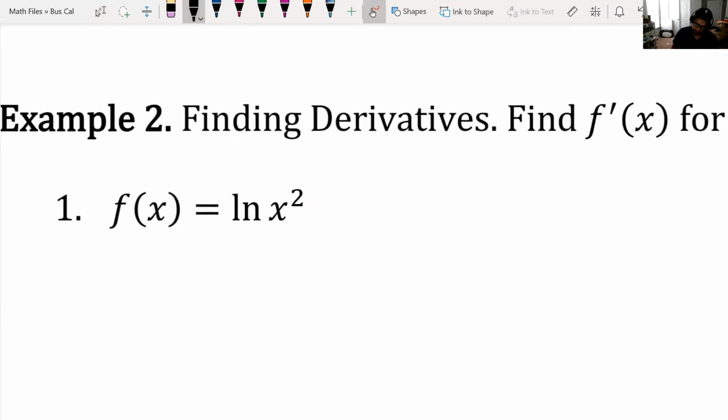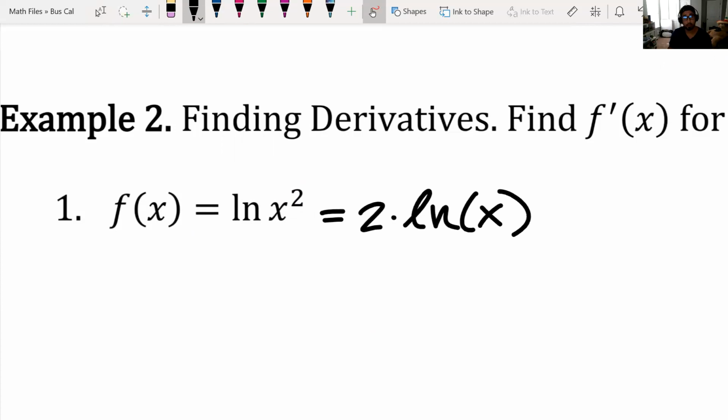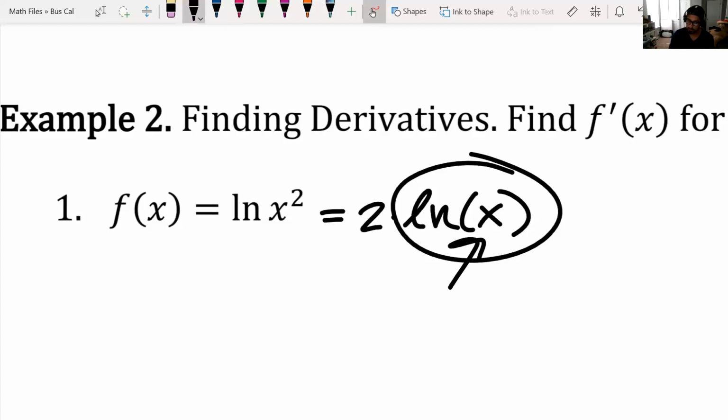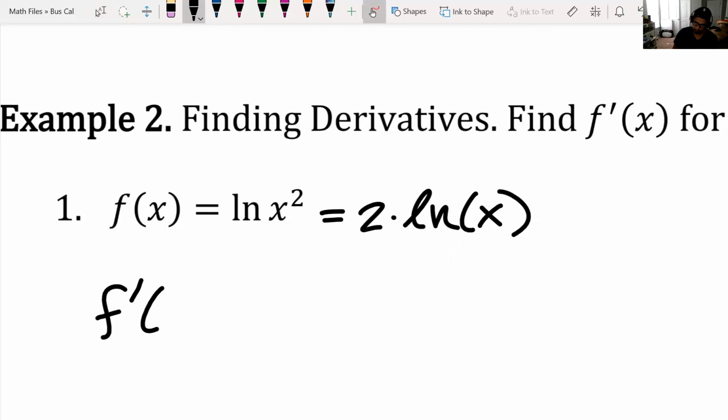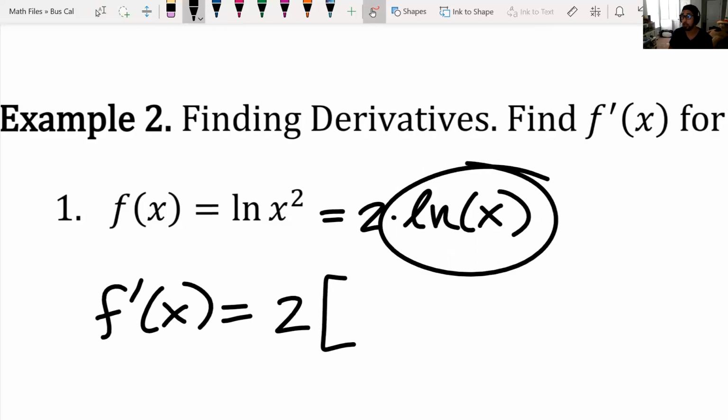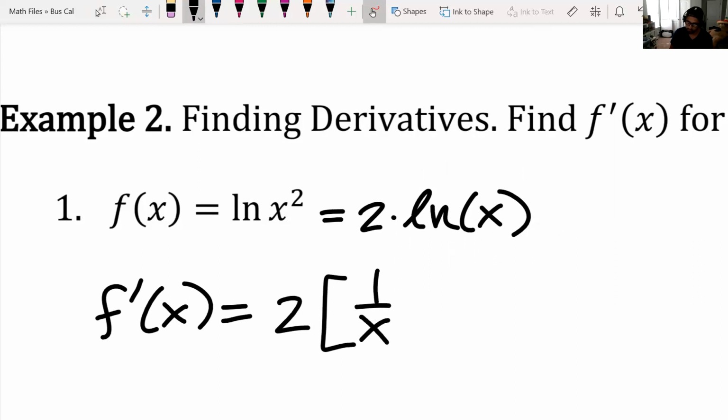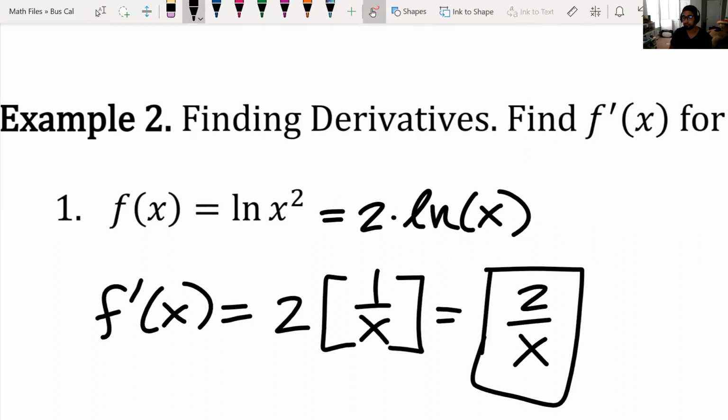So first I rewrite this as the 2 comes down, 2 times the natural log of x. And remember, we have not taken the derivative yet. But now, it is in the perfect form to take the derivative of, because now we have that natural log of x. We have this x all by itself, and that's what we need. So this means that f prime of x, the 2 stays there, and the derivative of the natural log of x from above is 1 over x. Multiply the 2 in, and you get 2 over x. That's it. Nothing else.